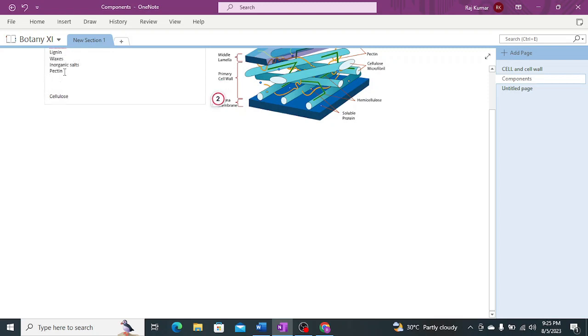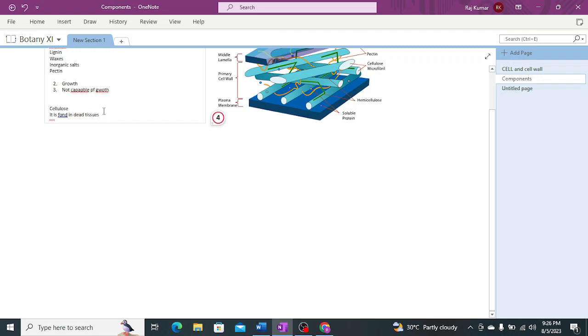After which, as it is a secondary cell wall, it promotes secondary growth. Secondary growth means growth of the width of the plant, and this is done by the secondary cell wall. By the way, the secondary cell wall itself is not capable of growth. As it is not capable of growth, it is found in dead tissues.